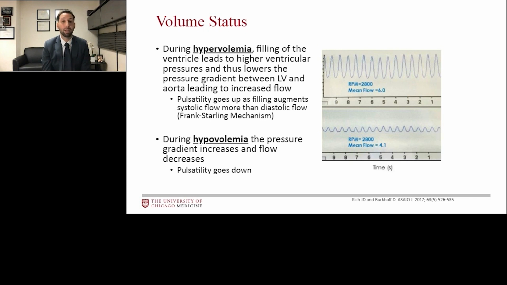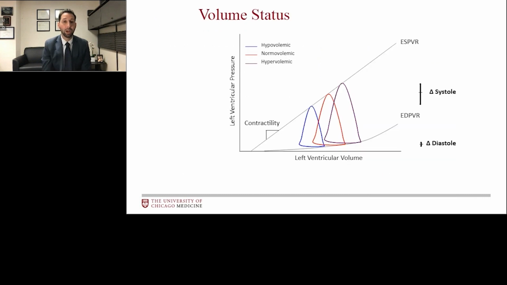During hypovolemia, the opposite occurs. The left ventricular pressure drops, the pressure gradient across the LVAD widens, peak flow, mean flow, and diastolic flow go down, systolic flow drops more than diastolic flow, and pulsatility narrows. But let me walk you through why pulsatility changes as much as it does with a volume load.